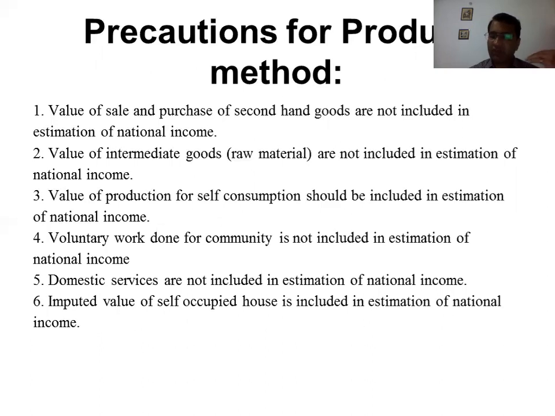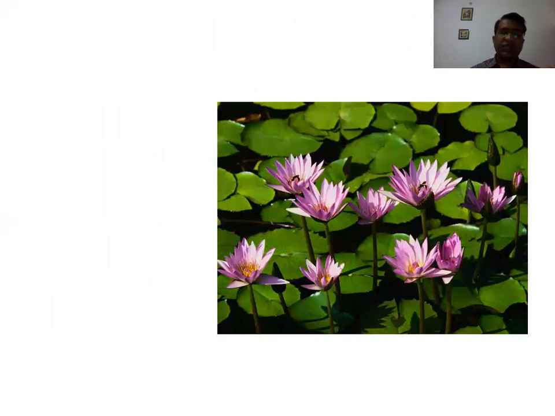Imputed value of self-occupied house is included in national income. Imputed value means the assumed value of a self-occupied house. We assume that if we took a house on rent and paid for it, or if this house were given for rent to any other person, that is the rent we would receive. So the imputed value of a self-occupied house is included in the estimation of national income. So these are some precautions which we keep in mind to calculate the national income. Thank you.